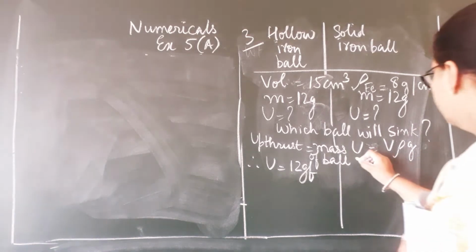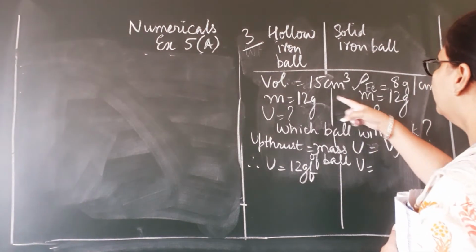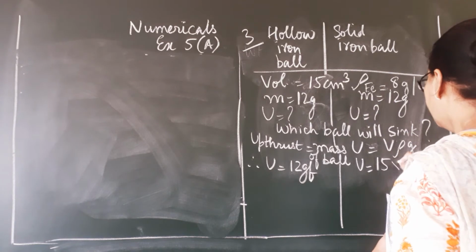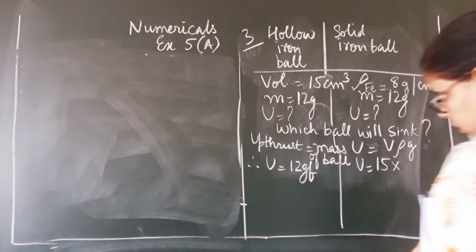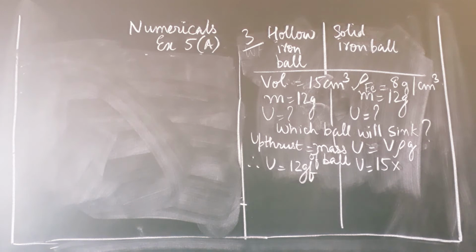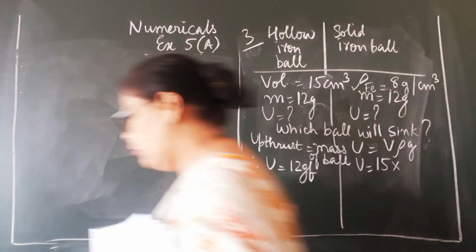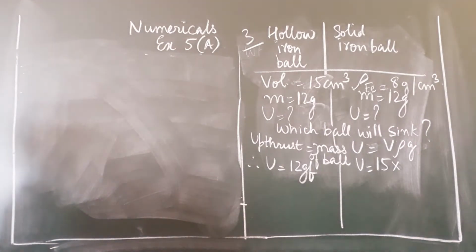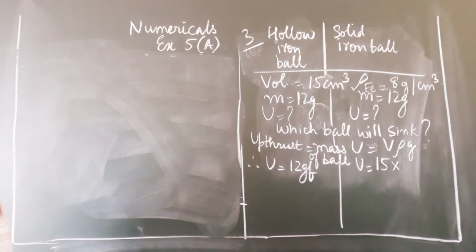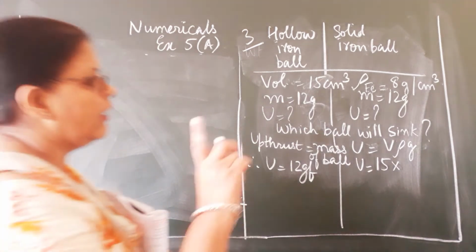Okay. Now what is the volume of the ball given? 15. What is the density of iron given? But here we are going to put the value for the density of the liquid. In this case we are going to use volume into density. But one thing I would like to tell you over here, children, I have made a mistake.